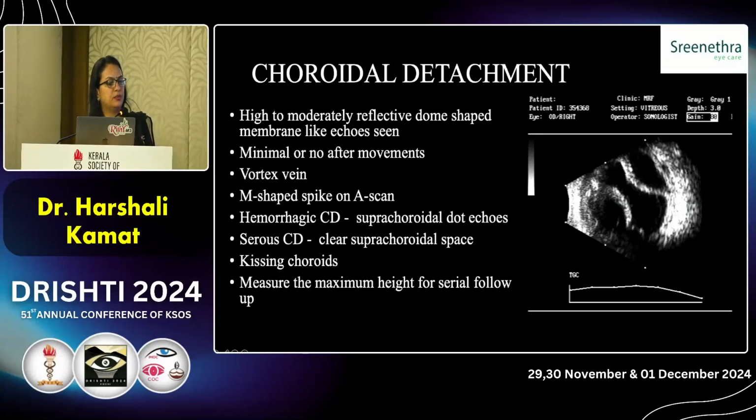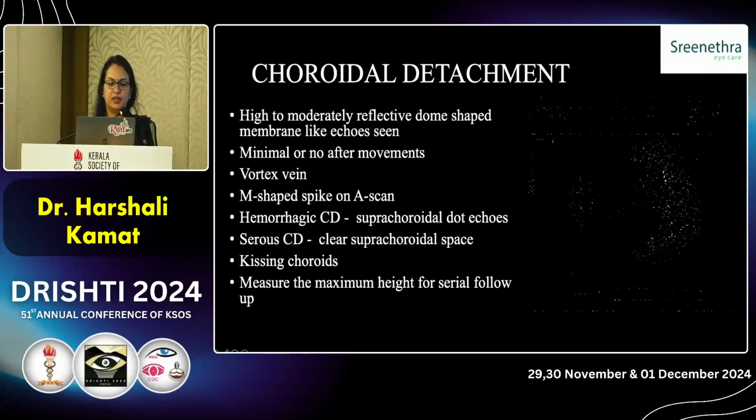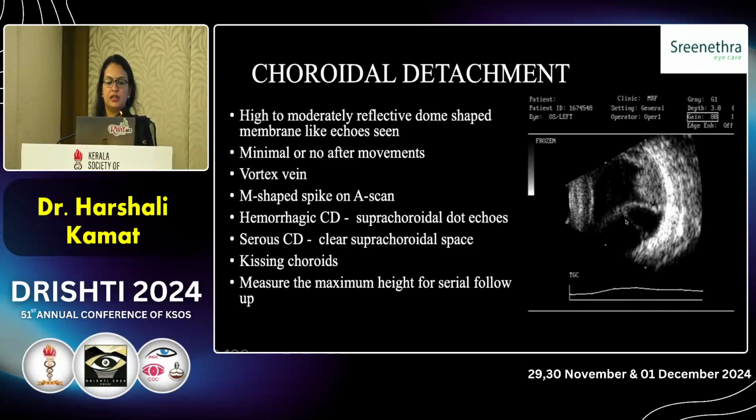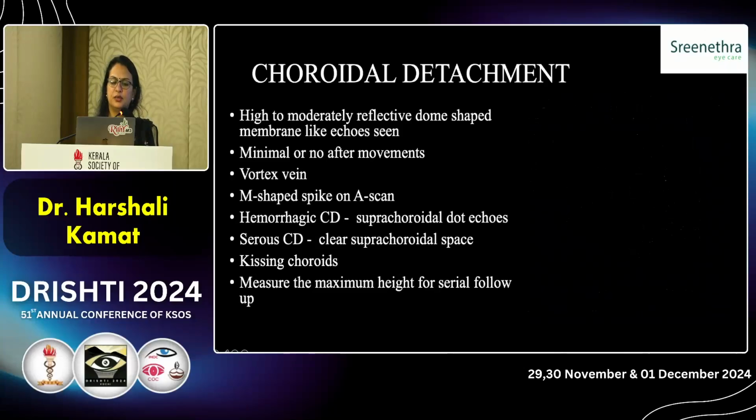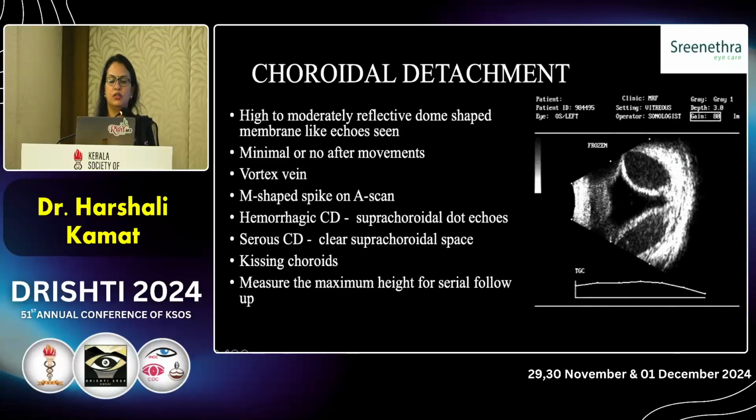Choroidal detachment will be a high to moderate reflective dome-shaped echo in the periphery. It will have no after movements or very minimal, and sometimes you may be able to demonstrate this thin line, which is the vortex membrane. On an A scan, you may have an M-shaped spike. To differentiate whether it is hemorrhagic or serous, you may find these suprachoroidal dot echoes in a hemorrhagic one.